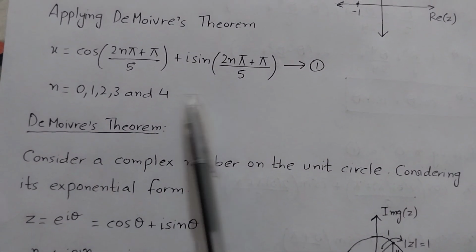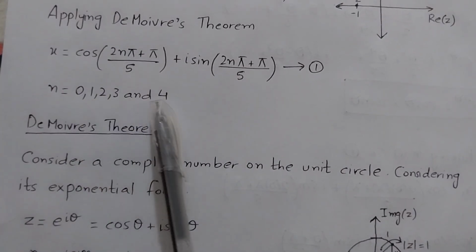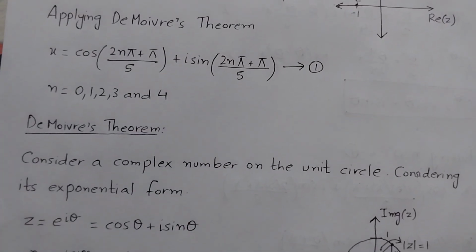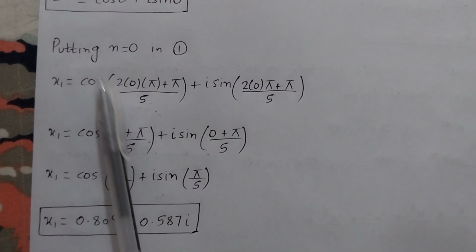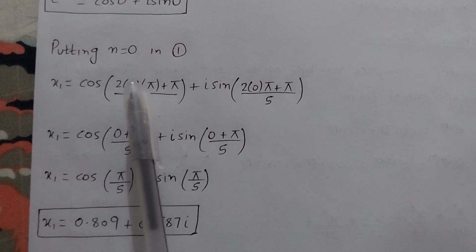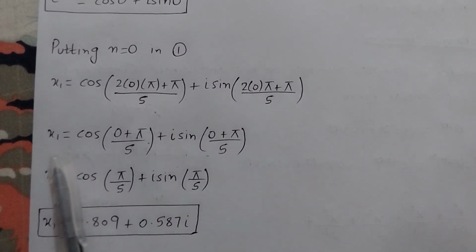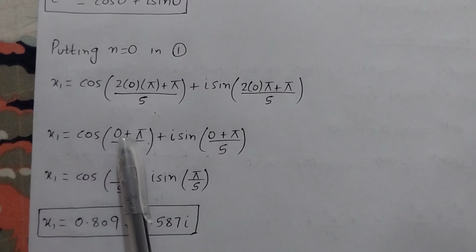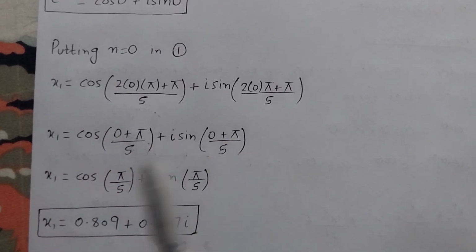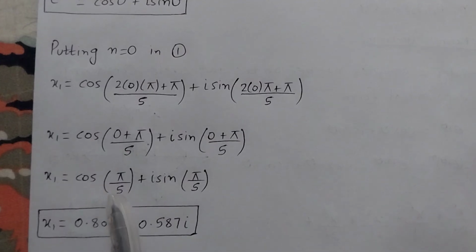And here is that final solution, and we'll just put values for n 0 till 4 in this equation and get our roots. So putting n equal to 0 in that equation, we get cos of 2 times 0 times pi plus pi over 5 plus iota sine of the same thing. So we end up with x1 equal to cos of 0 plus pi over 5 plus iota sine 0 plus pi over 5, cos pi over 5 plus iota sine pi over 5. Cos pi over 5 is 0.809 plus 0.587 iota.